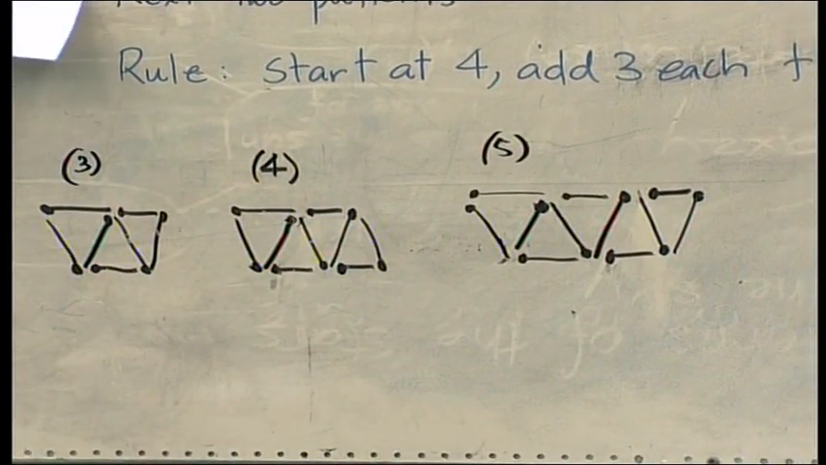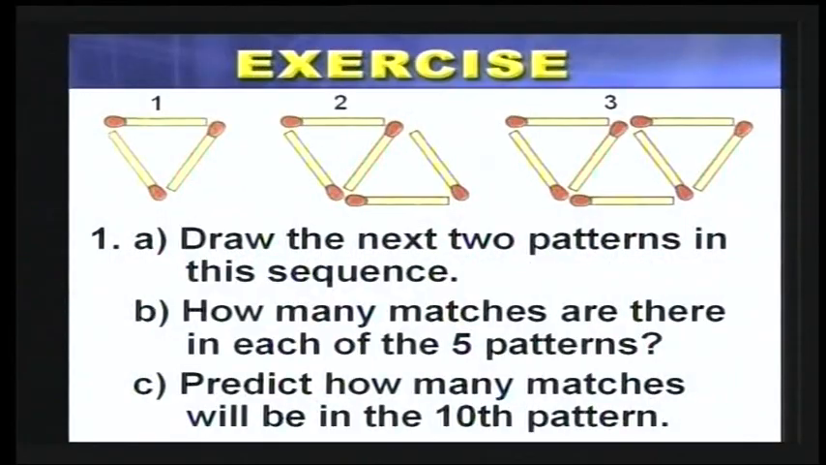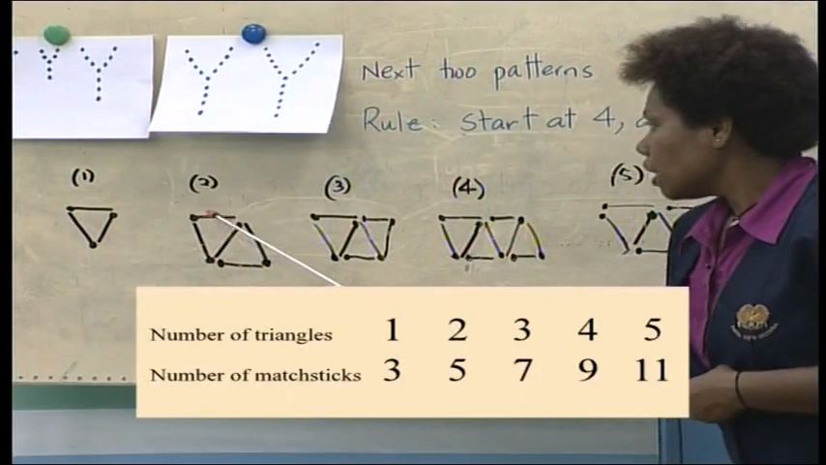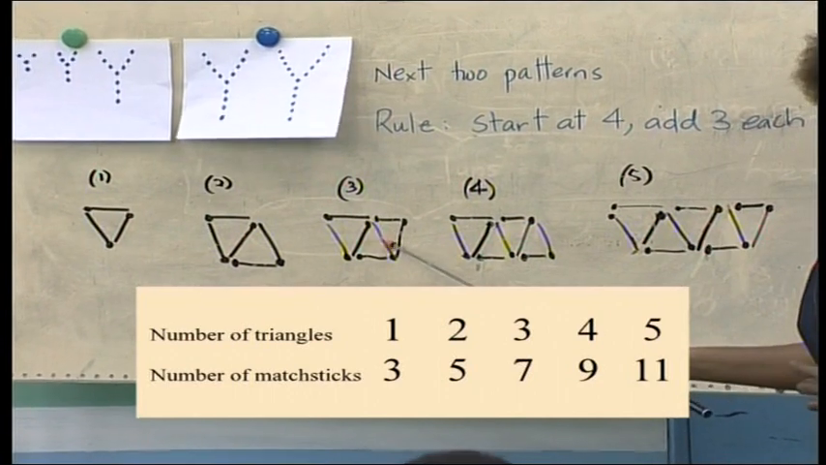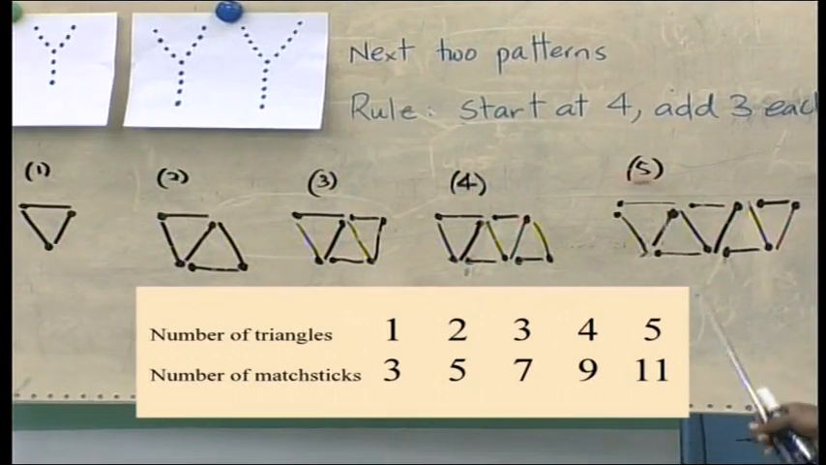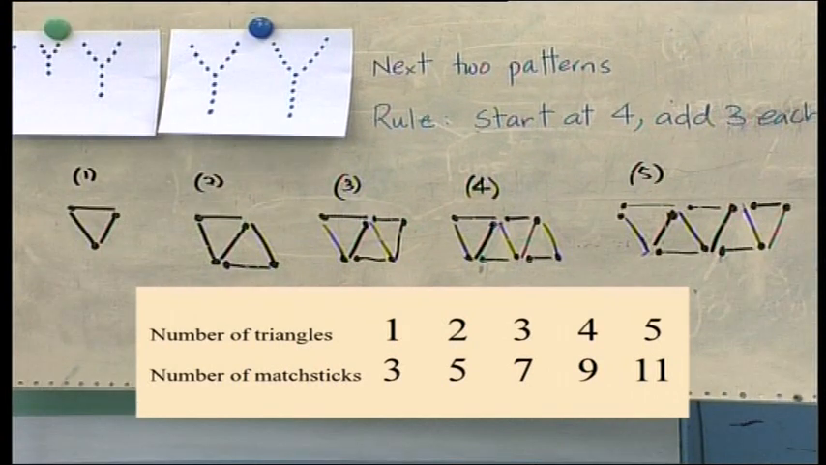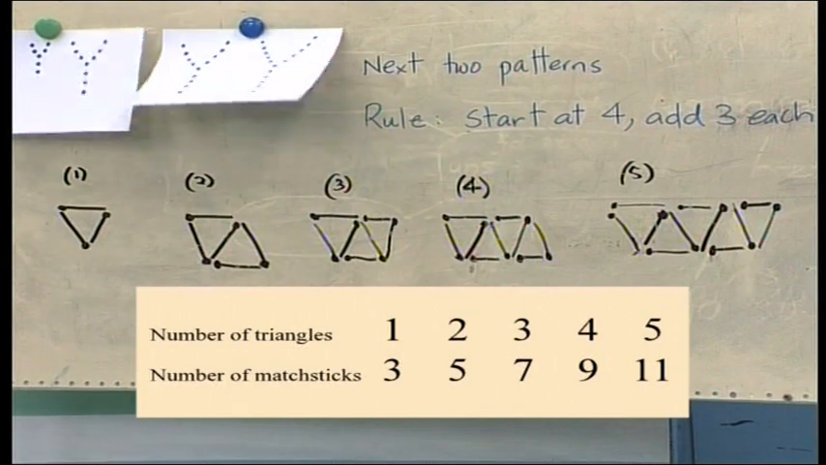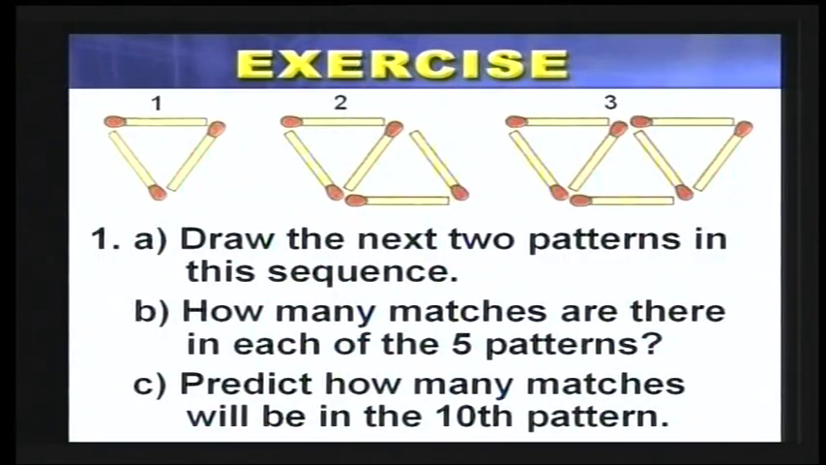Okay, so B, how many matches are there in each of the five patterns? How many matches are there in each of the five patterns? 3, 5, 7, 9, 11. C, predict how many matches will be in the 10th pattern. How many matches will be in the 10th pattern? Receiving students, some of you are saying 22, some of you are saying 19.